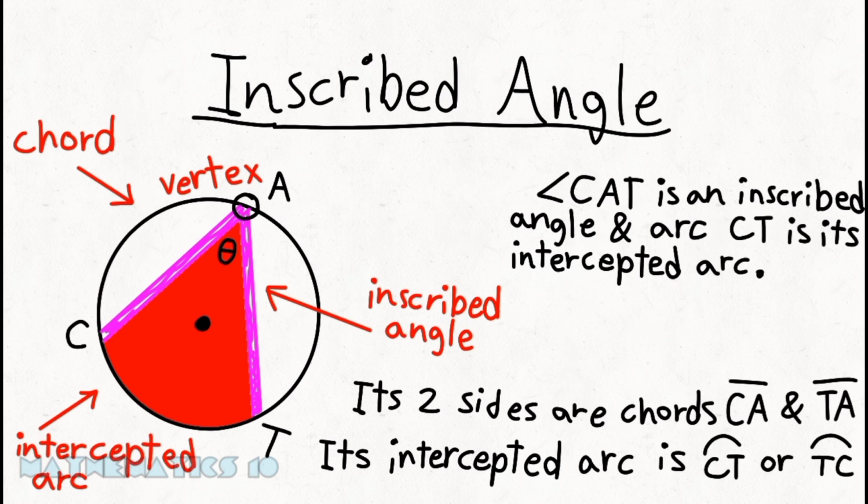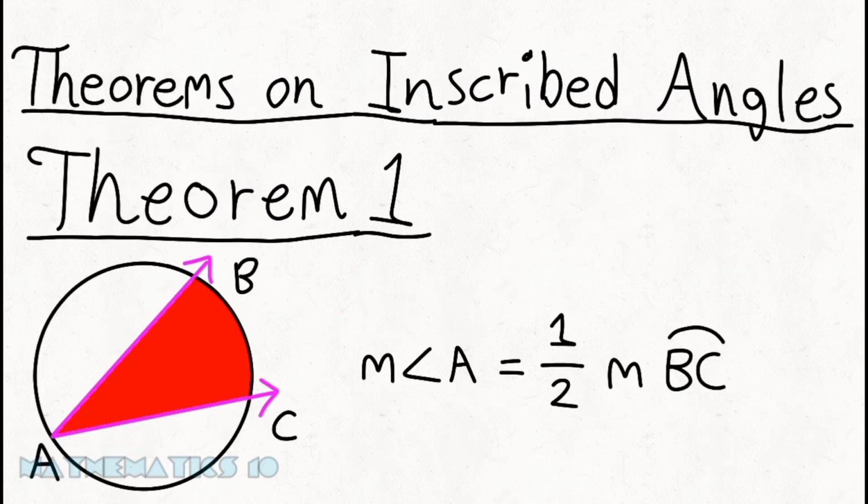Inscribed angle is an angle whose vertex is on the circle and whose sides contain chords of the circle. Intercepted arc of an angle is the arc that lies in the interior of an inscribed angle and has endpoints on the angle. If an angle is inscribed in a circle, then the measure of the angle is equal to 1/2 the measure of its intercepted arc.